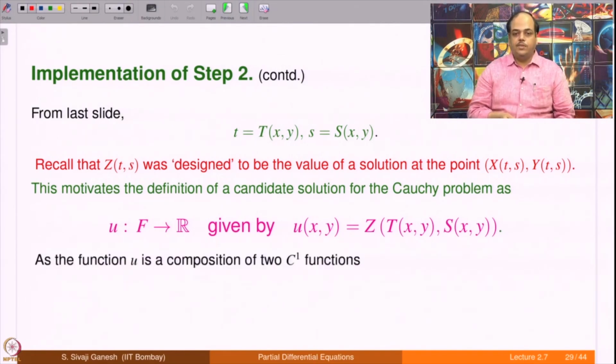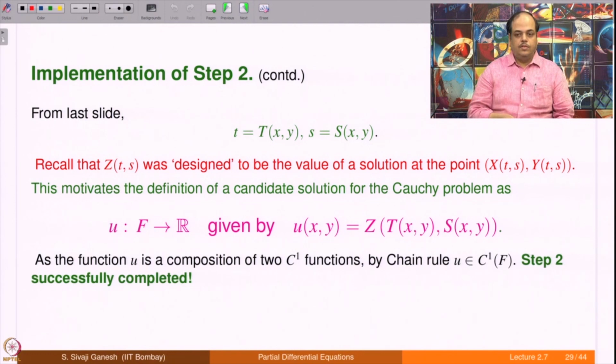As the function is a composition of two C1 functions, t and s are C1 inside, and z itself is a C1 function, therefore, the composition will be a C1 function. Therefore, u is a C1 function. Step 2 is successfully completed. We have defined what is a candidate solution.